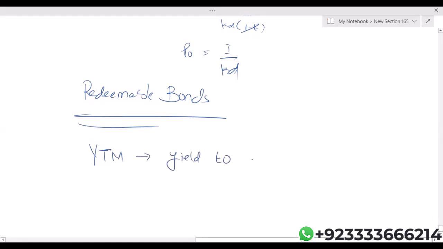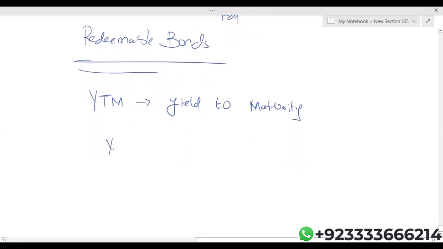YTM, yield to maturity. Yield means return. How do we calculate YTM? Let me just tell you. So the first priority is YTM. Actually, YTM means yield to maturity. Now try to understand. YTM actually shows the return required by the debt holders.